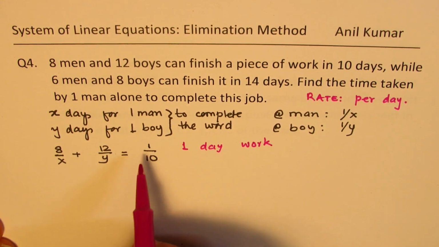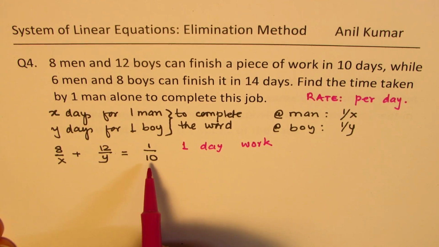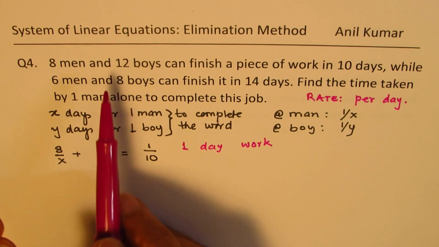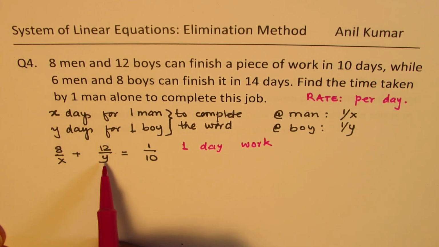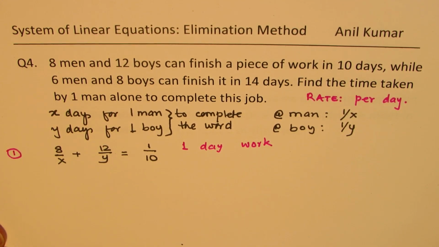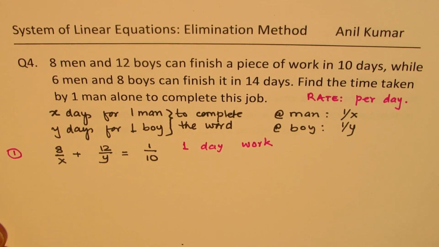So in 1 day, 1/10 of the work is done, right? 8 men will do 8 times 1 over 6 and 12 boys will do 12 times 1 over y of the work. And we get our equation number 1. Do you see that part, right? So that is how you get this equation.